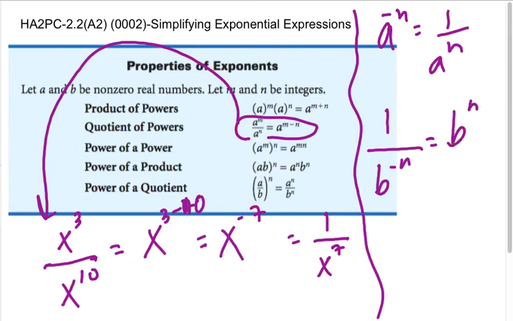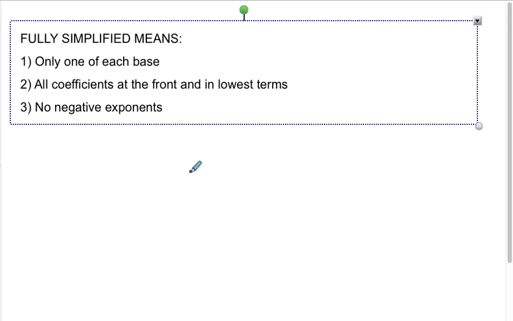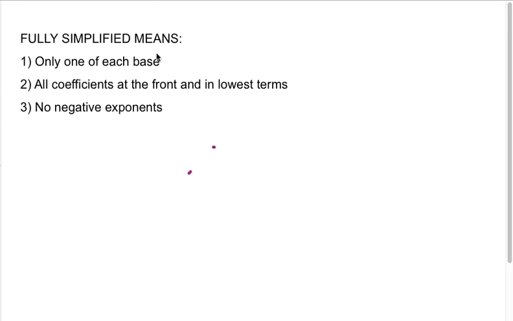All right, so moving forward, let's go ahead and talk about what it means to fully simplify. If you fully simplify an exponential expression, then what you're doing is making sure that it only has one of each base, that all the coefficients are at the front and in the lowest terms, and that there are no negative exponents. So let me illustrate number 1.